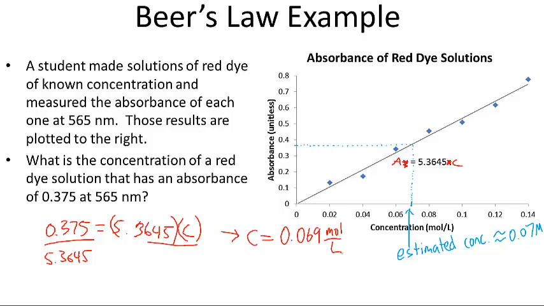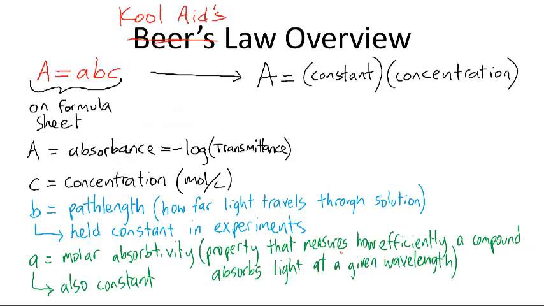So the question is, how come we're not taking into account b, the path length? Well, in an experiment, you would use the same cuvette, so it's going to have exactly the same path length every time. So that's a constant. Essentially, the slope of this graph is representing little a times b. So the slope of this graph represents the path length times the molar absorptivity of the compound.